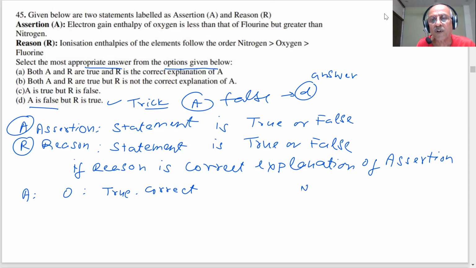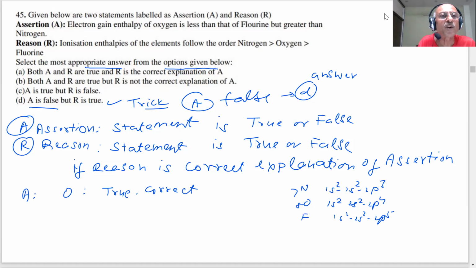Nitrogen, what is nitrogen, student? 7, 1s2, 2s2, 2p3. Oxygen is 1s2, 2s2 and 2p4. Fluorine 1s2, 2s2, 2p5, but fluorine is the most electronegative element. Then it is not true. It is not correct. Fluorine has a larger ionization enthalpy. So this is not the correct order. This statement is not correct.